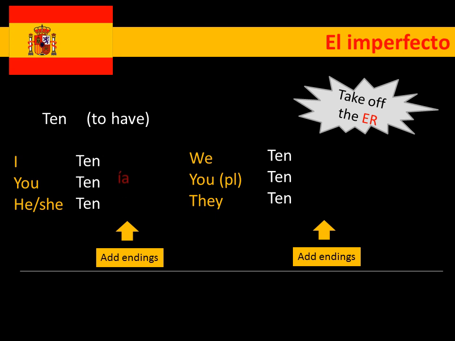So, ten becomes tenía. Next up, tenías. And remember what we said about the first and third persons being exactly the same. Tenía. Next up, we know it's going to have some mos with it. So, teníamos, teníais, tenían. And with regards to pronunciation, very easy because it tells us exactly where to stress, always on the I for this verb.